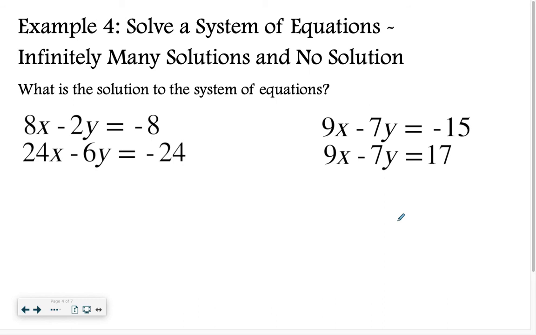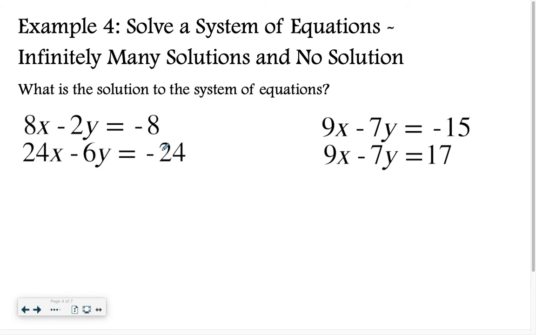So since we're not graphing, what's the fast way of telling if something has infinitely many solutions versus no solutions, or having a solution? Okay, so if we look at this first one here, I have 8x minus 2y equals -8, and I have 24x minus 6y equals -24.